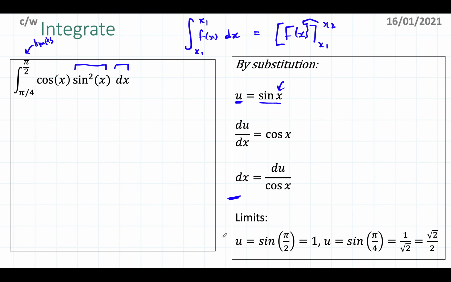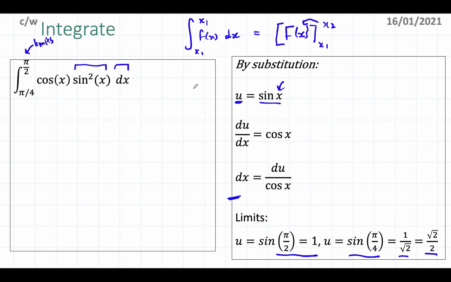So this is what we're going to get. This is the upper limit. If you notice, I'm just substituting pi over 2, which was the upper limit, into sine of x, and I'm getting 1. So now instead of pi over 2, I'm going to put in 1. And for the lower limit, I have pi over 4, and I'm going to substitute it in sine. And instead of pi over 4, I'm going to get 1 over root 2 or root 2 over 2. These two are equivalent. It's a good fact to remember.